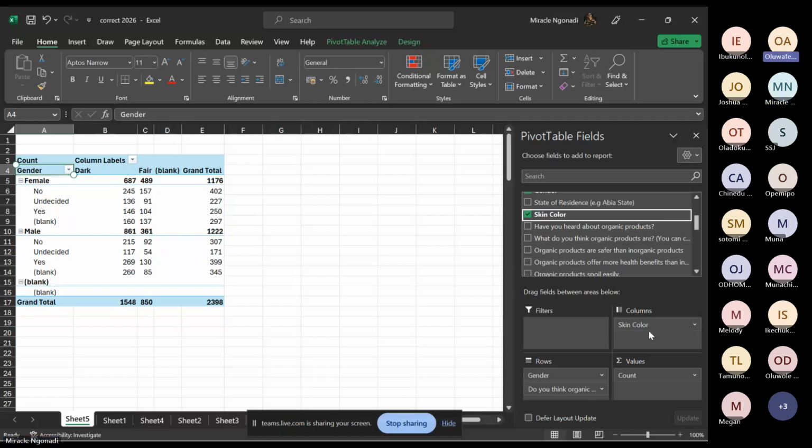Okay, let's now do it this way. Just looking at the numbers, what was the first question asked again? The first one was gender and what? Do you think organic products are cheaper? So now tell me, between light skin and dark skin, which of them feel organic products are cheaper than other products? Just take a look at the numbers and tell me, do light skinned people or dark skinned people feel organic products are cheaper? Which of them think so?